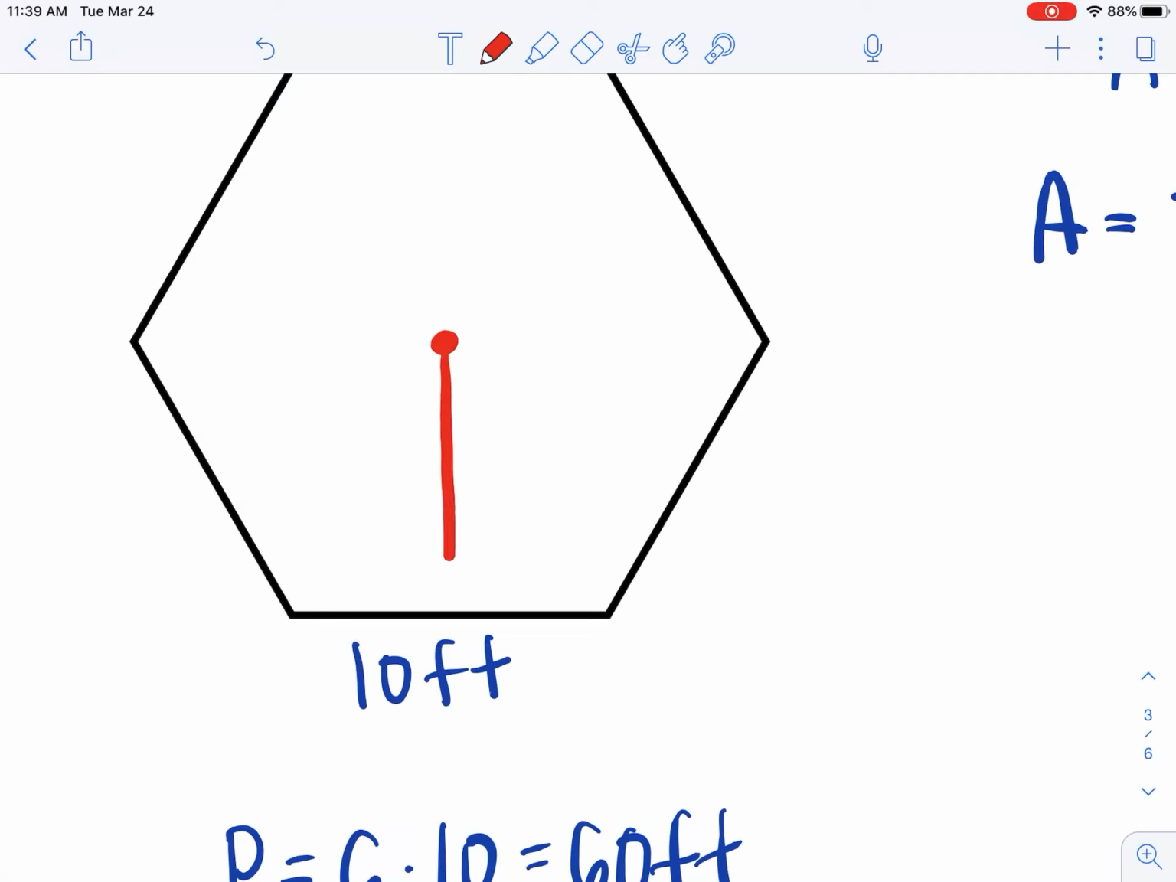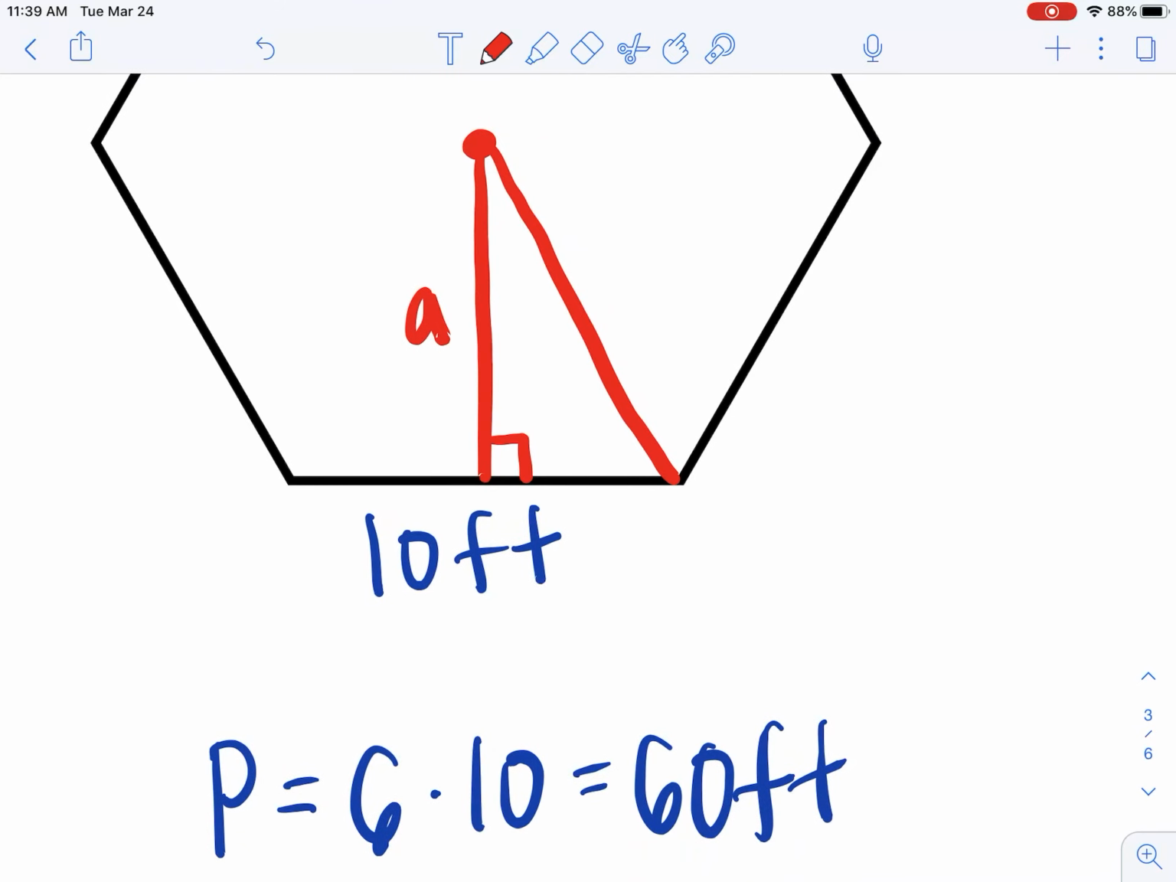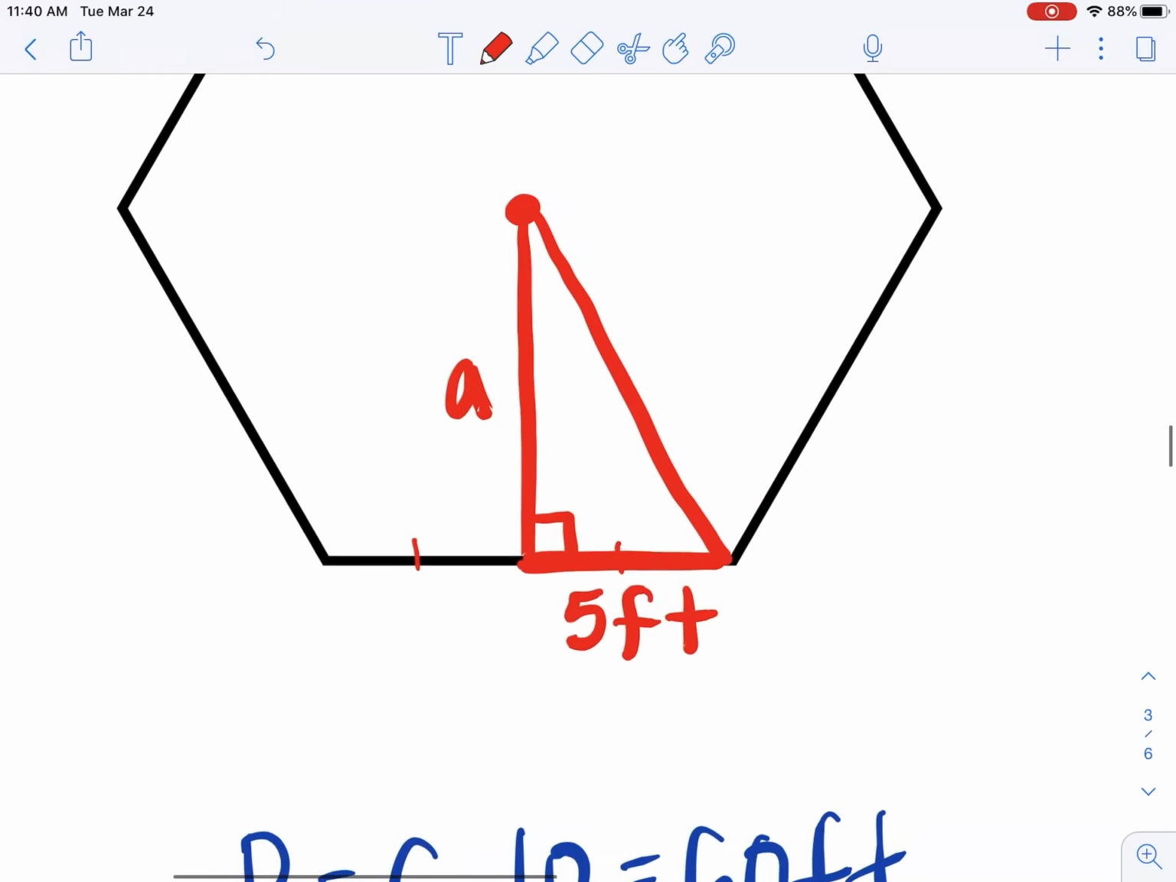So I'm going to draw my apothem in my hexagon. So there's apothem A. That's what I'm looking for. I'm going to put a little right angle right here, and then I'm going to always drop a radius to make a right triangle. Okay, so now what do I know? Did I give you the radius? Nope. Did I give you this piece? I sure did. Remember, an apothem cuts this into 2 congruent pieces. So I'm actually going to erase that 10 feet right there, and I'm going to put 5 feet right here.